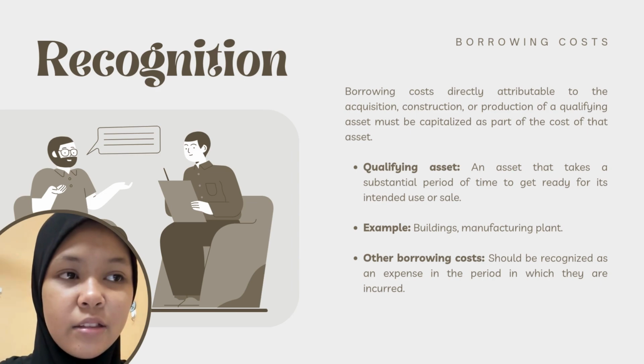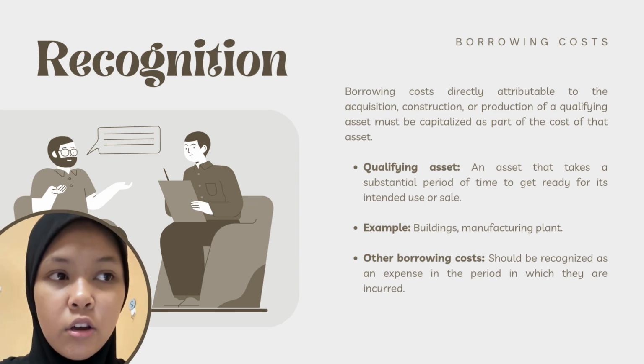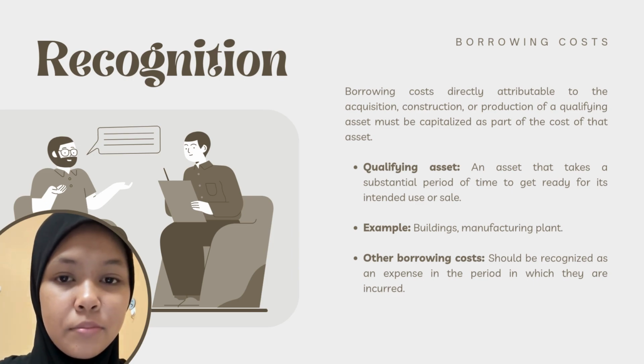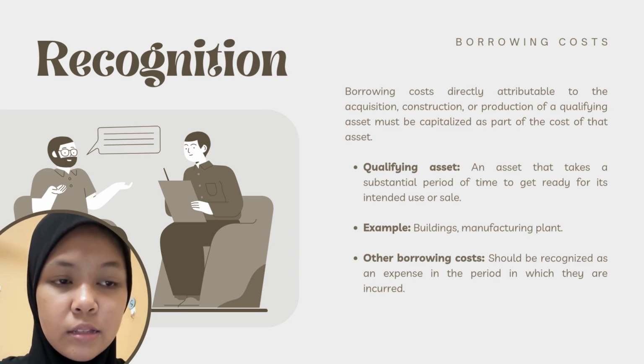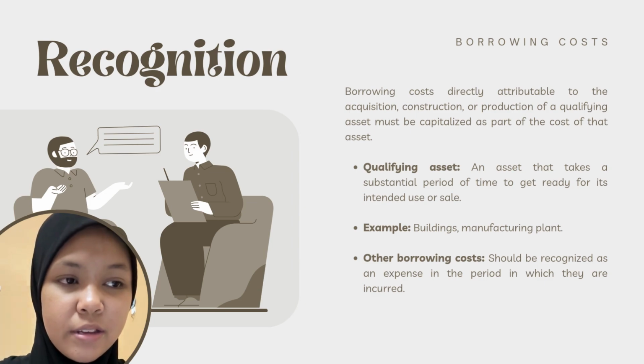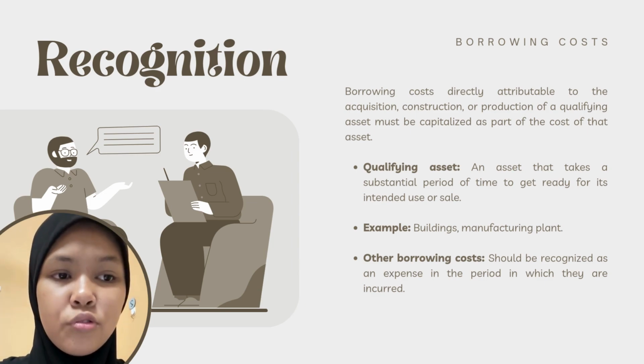So today I want to explain about recognition. Borrowing costs directly attributable to the acquisition, construction, or production of a qualifying asset must be capitalized as part of the cost of that asset. A qualifying asset is an asset that takes a substantial period of time to get ready for its intended use or sale. For example, a building and a manufacturing plant. Other borrowing costs should be recognized as an expense in the period in which they are incurred.